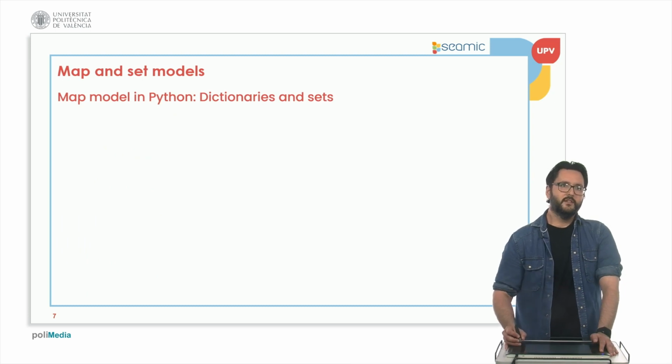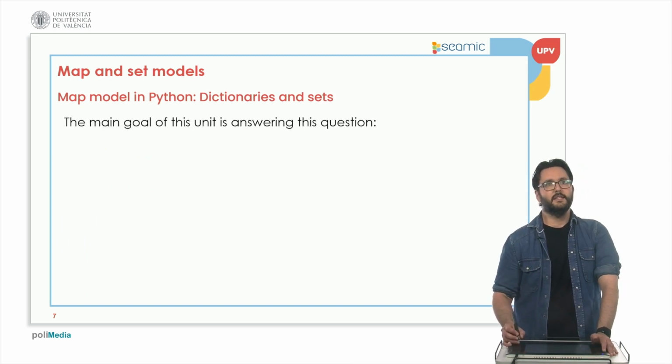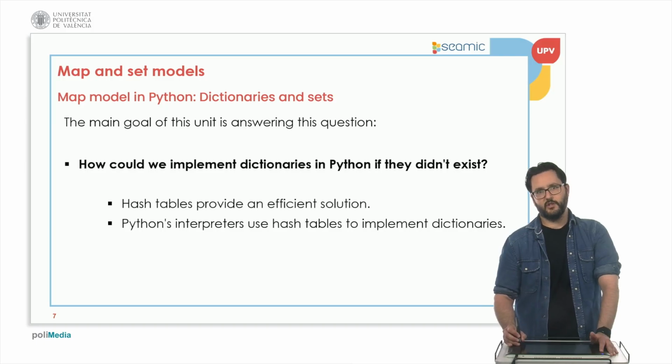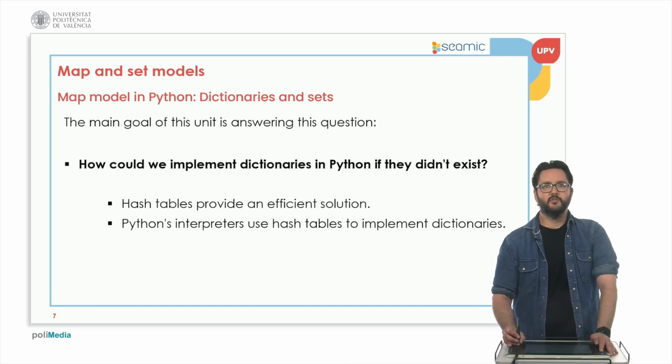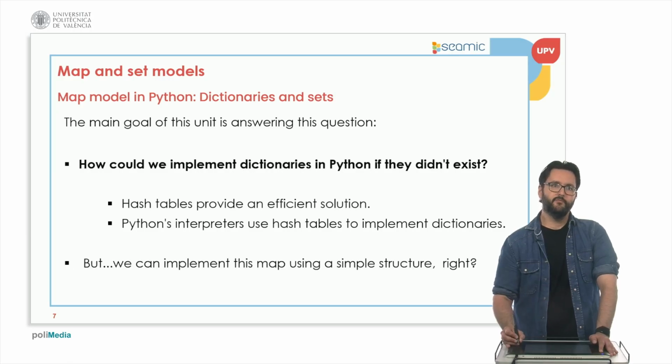So now we have seen that these models are already implemented in Python, but in this unit, our main goal is to answer the following question. How could we implement dictionaries in Python if they didn't exist? We can use what is called the hash table to provide an efficient solution to this problem. In fact, the most popular Python interpreters, such as CPython and PyPy, use hash tables to implement dictionaries.